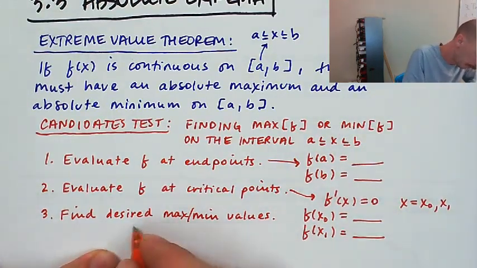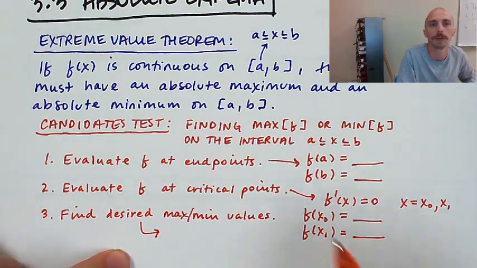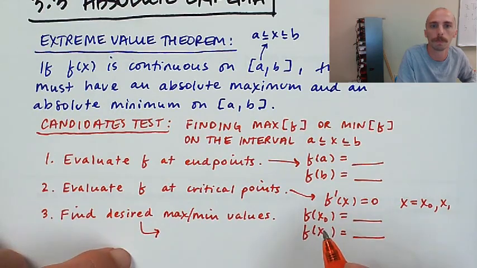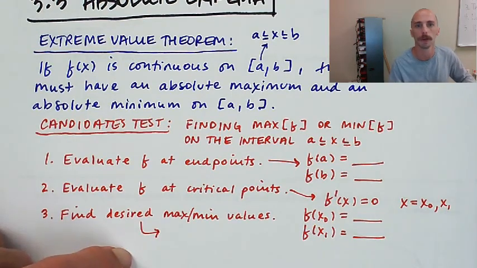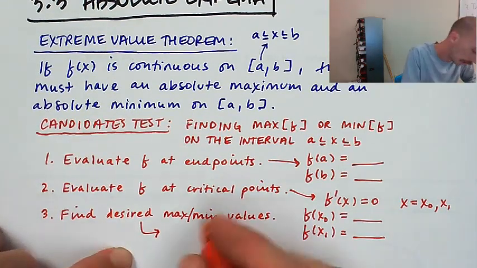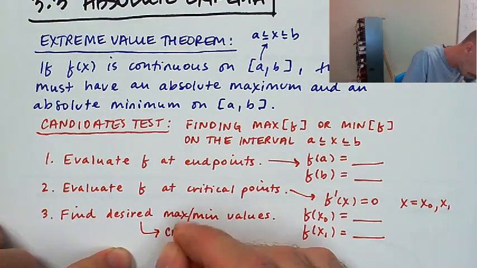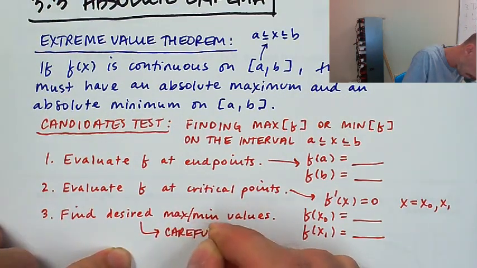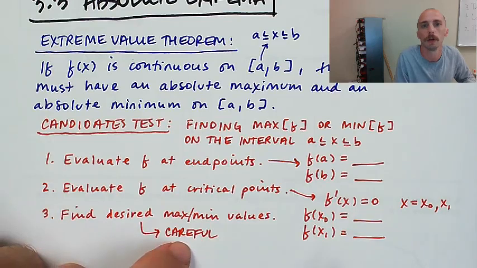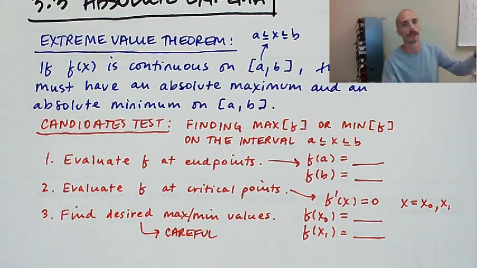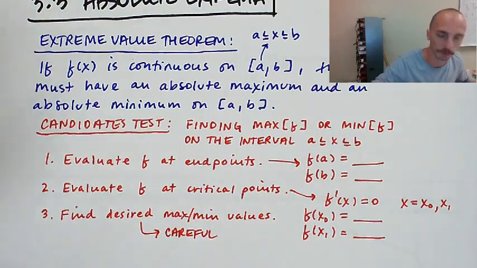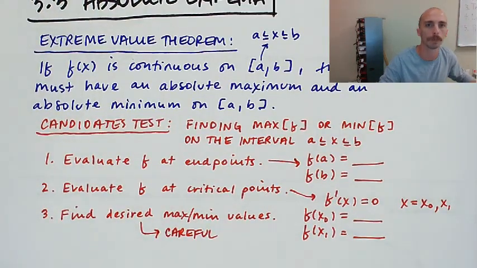And then the desired values thing, I'm going to give you advice to be careful and really read for what they're asking. Sometimes they ask for the value of f. Sometimes they ask for the x value or the time value or the input value where the maximum or minimum is occurring. So be careful there, looking around for what your actual answer is going to be. Is it going to be an x value or is it going to be an f of x value? Okay. I think that's all I've got to say about the candidates test for now.